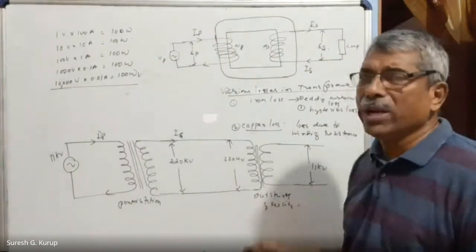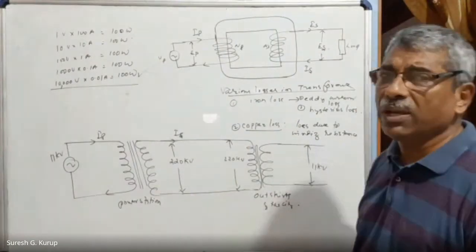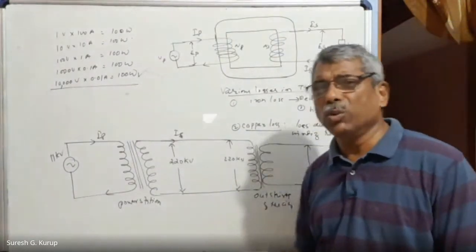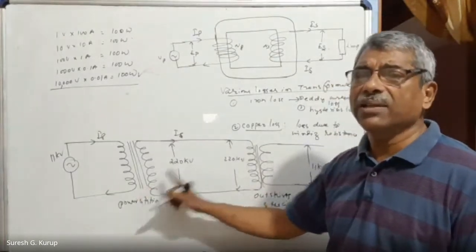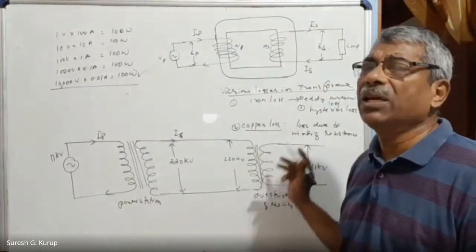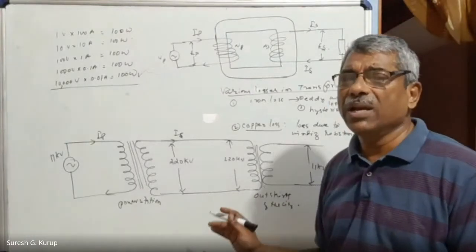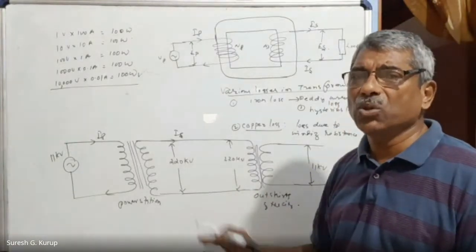There are two kinds of transformers used. One is called a step-up transformer. The step-up transformer is most of the time used in the power station, and the step-down transformer is used at the usable points, domestic points, and also industrial places.